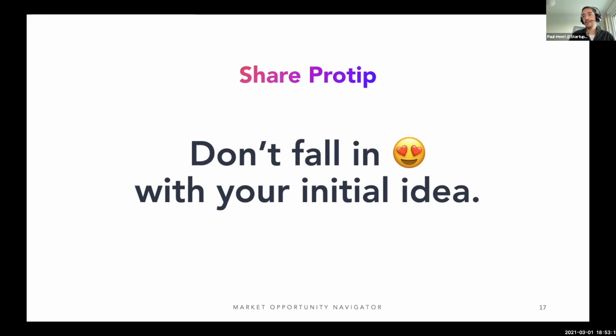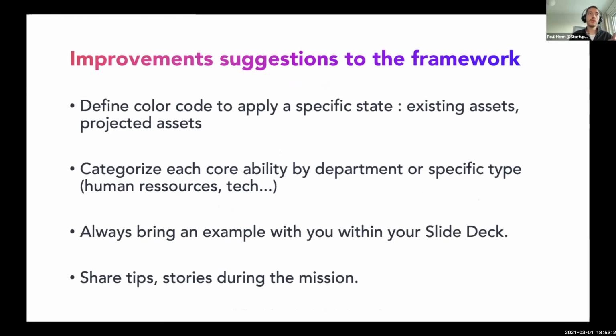So maybe a quick summary on this: color code, categorize, bring examples. If you are not really confident with drones, you can have another case. I know that Sharon is working on this. You told me last time. And then do not hesitate to share little tips like the cartoon I've shown you, the methodology.